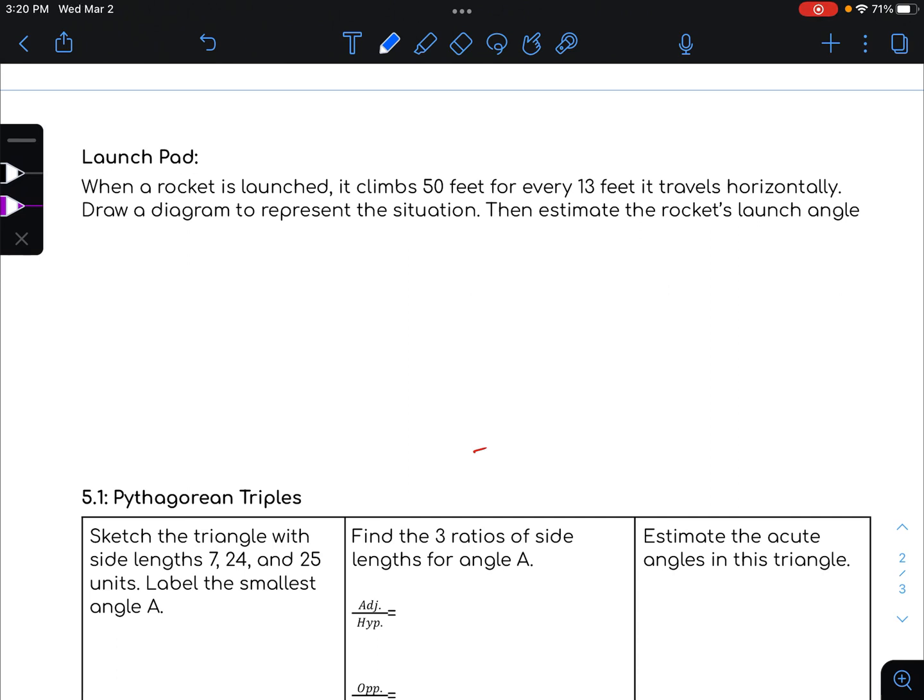All right, so it climbs 50 feet. So if we're talking about climbing, we're going straight up and down. So let's just make a little arrow here. So the rocket is climbing 50 feet for every 13 feet it travels horizontally. So it's going sideways. This is not going to be perfectly to scale by any means. But let's just say, okay, so 13 feet is horizontal.